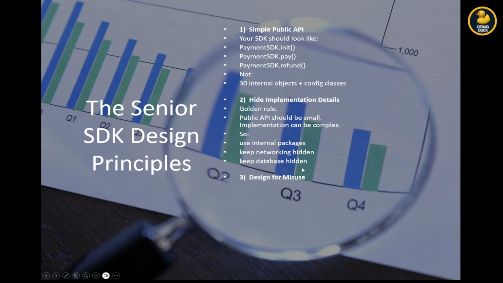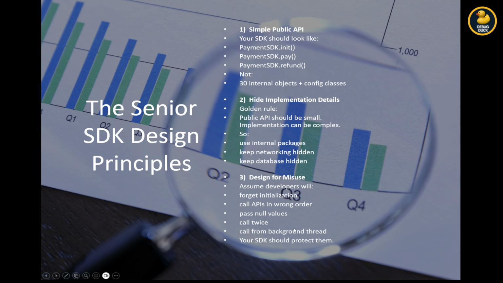Number 3. Design for misuse. Assume developers will forget initialization, call APIs in the wrong order, pass null values, call twice, call from a background thread. Your SDK should protect them.